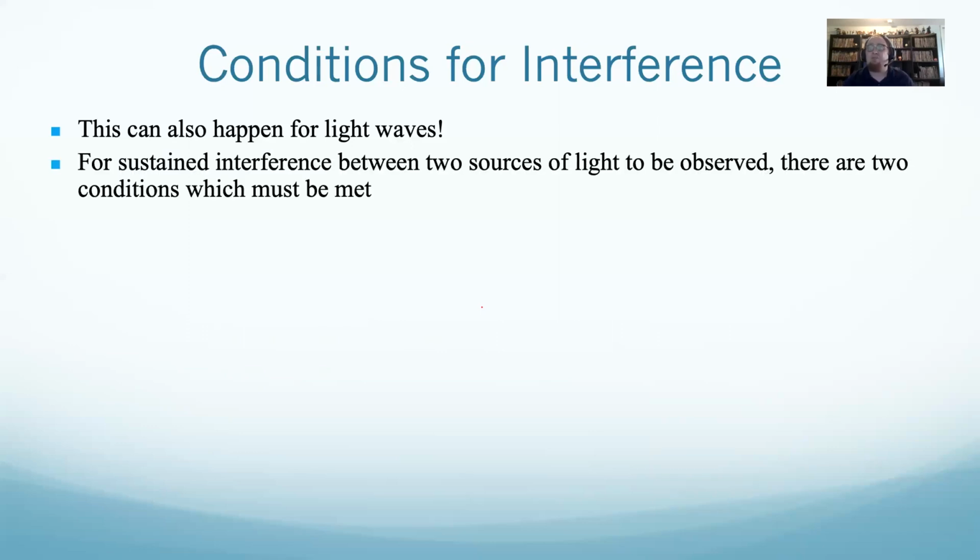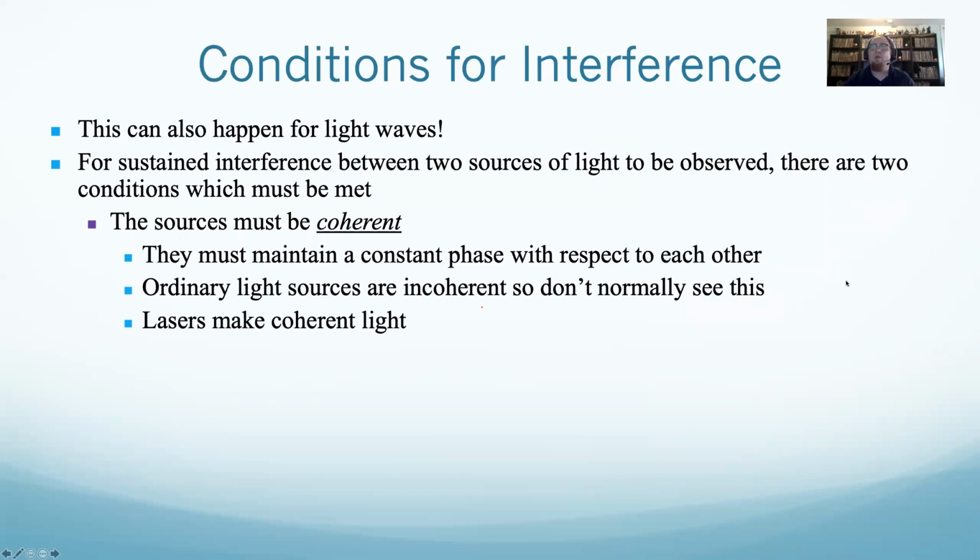For sustained interference, for it to continue happening, you need a few conditions. First, they have to be coherent. What coherent means is they must have a constant phase with respect to each other. Really, what it means is the phase has to not be changing. You can't have the frequency changing as it goes. It has to be a nice constant frequency. In order to get constructive and destructive interference, you're going to want 2 things having nice constant phase and nothing speeding up or slowing down.